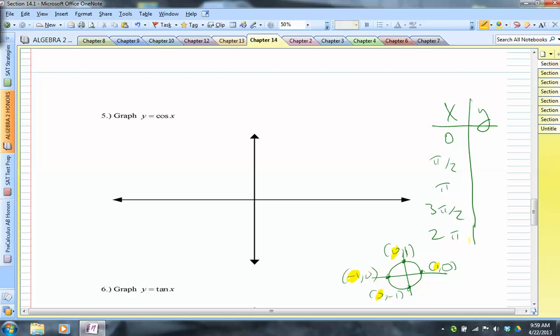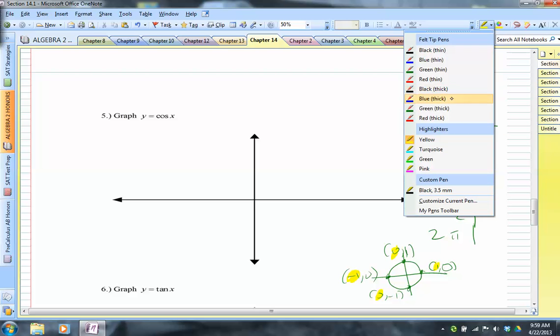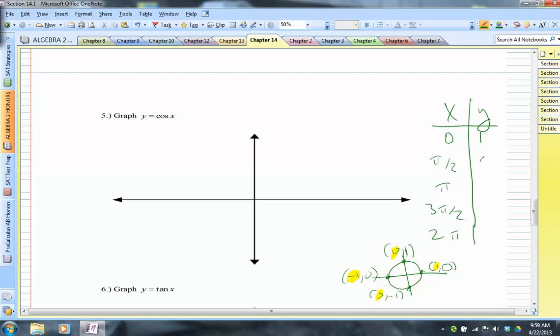So, when we're at cosine of 0 radians, we have 1. Cosine of pi over 2 is 0. Cosine of pi is negative 1. Cosine of 3 pi over 2 is back to 0. And cosine of 2 pi is back to 1. Okay, so that's at 0, pi over 2, pi, 3 pi over 2, and 2 pi.